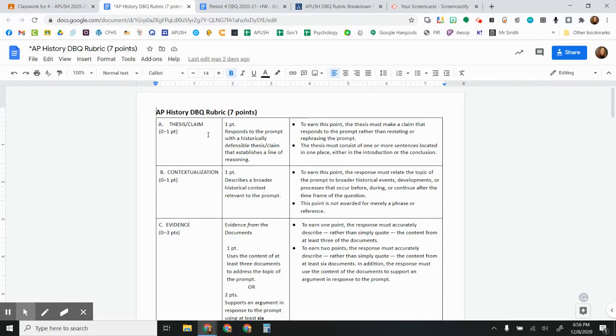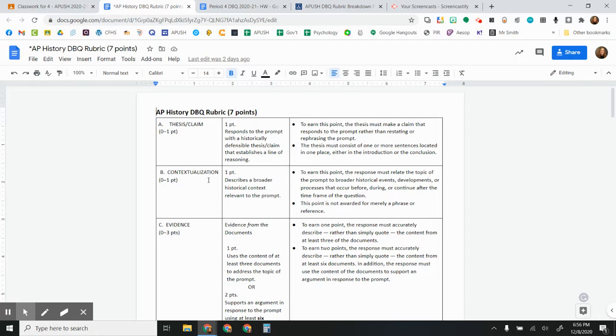A little bit more specific, it should be probably 2 sentences. Some people say 3 are acceptable. I think you should try to keep it tight into 2 complex sentences, and it should be in your introduction. You could still get the point if it's in your conclusion, but that's not a really great way to approach a DBQ or any kind of writing. You should usually have your thesis in your introduction.